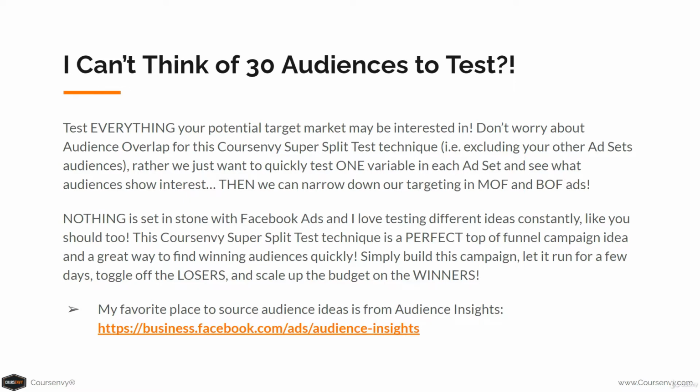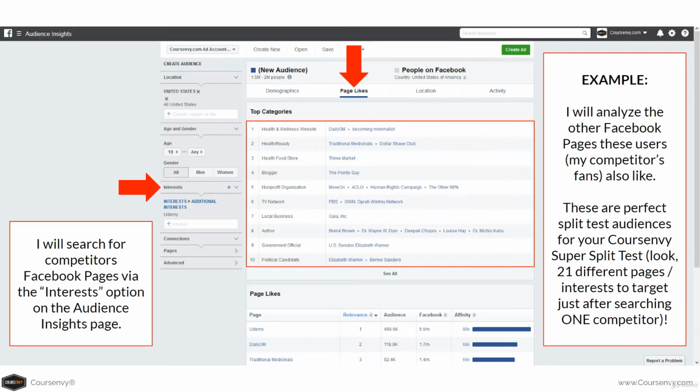My favorite place to source audience ideas is from Facebook's Audience Insights. So navigate to this link. Here I will search for competitors' Facebook pages via the interest option in this left sidebar. As you can see, I typed in Udemy, then I click the page likes option. And I will analyze the other Facebook pages these users, my competitors' fans, also like. So right here in the red box of top categories, these are perfect split test audiences for your CourseEnvy Super Split Test. Look, you can count these up, 21 different pages and interest to target just after searching one competitor.